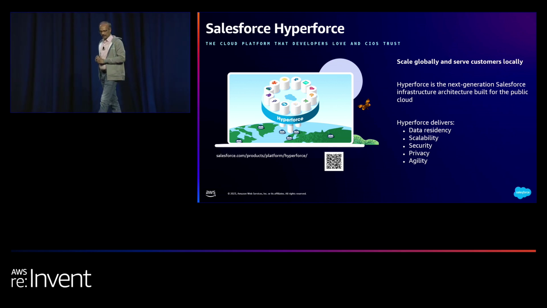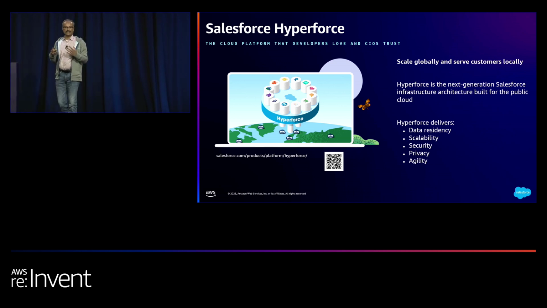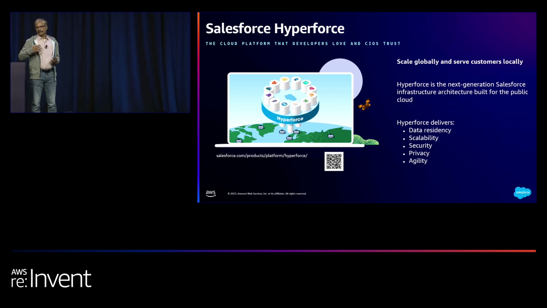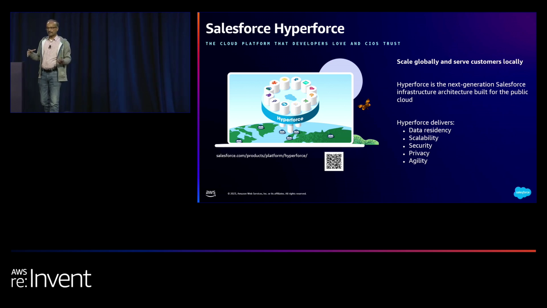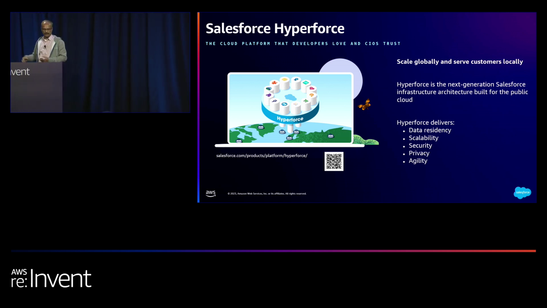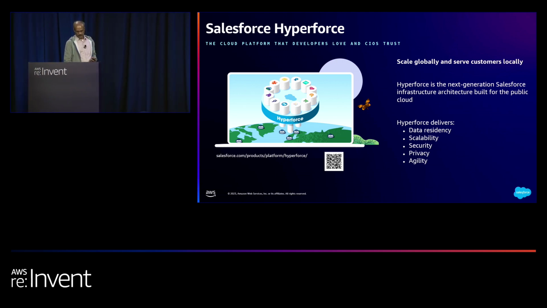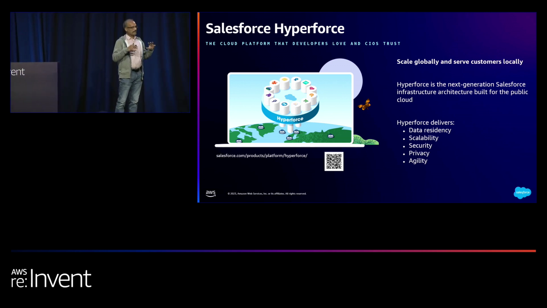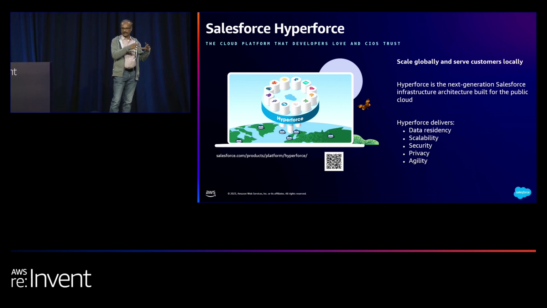And with Hyperforce, as a customer, you can also increase your agility by reducing the time to value and working faster, using the zero downtime upgrades that Salesforce delivers on Hyperforce. And also there are extensive native public cloud integrations with several other products and services that AWS offers and that other clouds offer. So in a nutshell, on Hyperforce, our customers can scale globally across a lot of different regions where Hyperforce is available, but at the same time, they're serving their customers locally in that region, right?